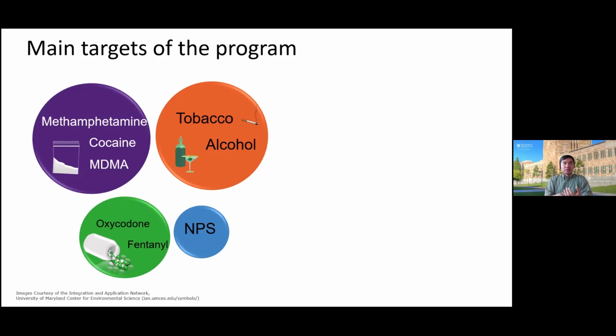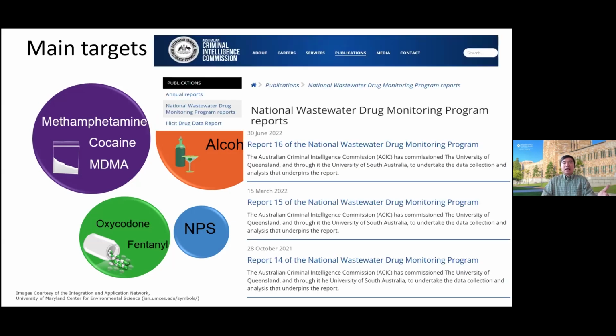From our national wastewater drug monitoring program, we monitor the key illicit drugs, as you can see here: methamphetamine, cocaine, MDMA, cannabis. Somehow I left cannabis out a bit. We also have tobacco and alcohol. Some opioids, oxycodone, fentanyl, and we can add NPS into that mix, like ketamine. We also monitor methylone.